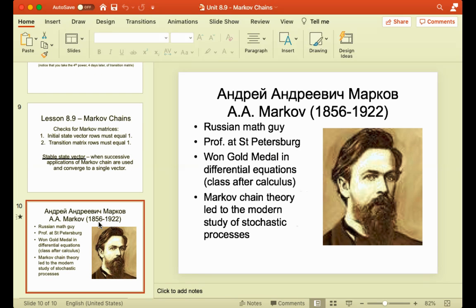All right, so who came up with this crazy stuff? Well, it was A.A. Markov. He was Russian. Okay, that's why these are the letters of his name in Russian. Anyway, he was a Russian math guy. He was a professor at St. Petersburg, and he won the gold medal in differential equations.